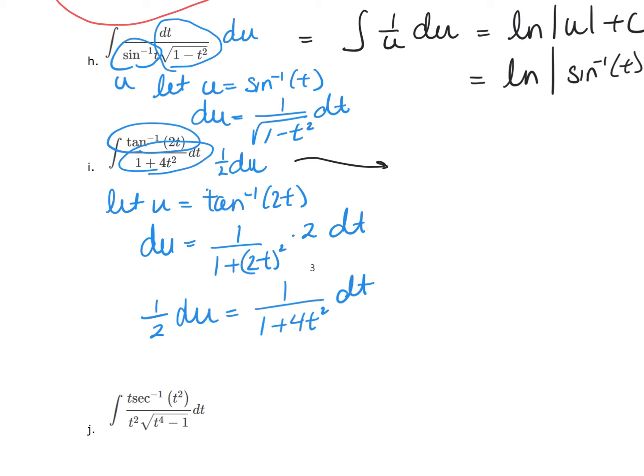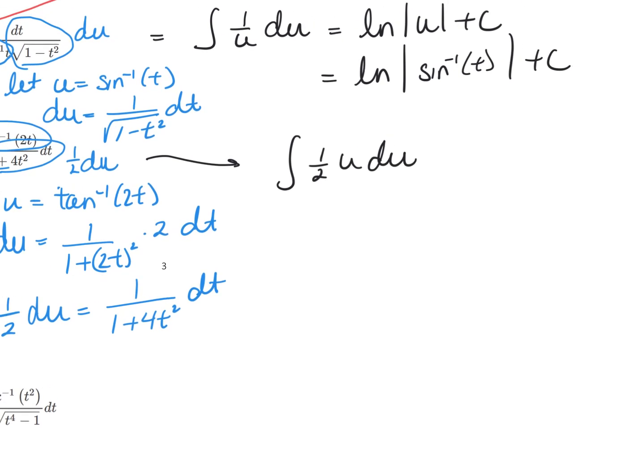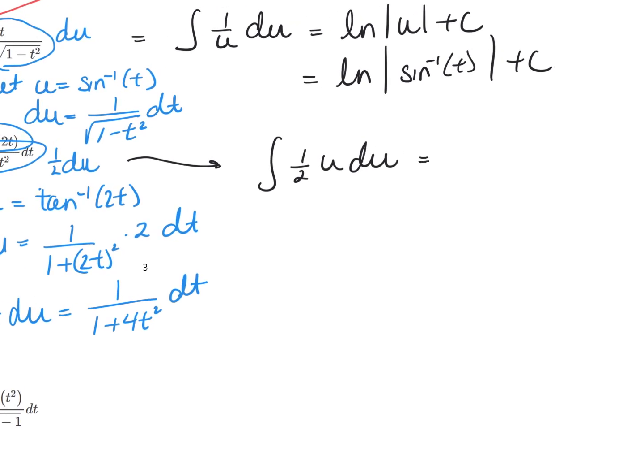And so this then is equal to the integration of 1/2 u du. So this integrates into 1 over 4 u squared plus c. So 1 over 4 the tangent inverse of 2t squared plus c.